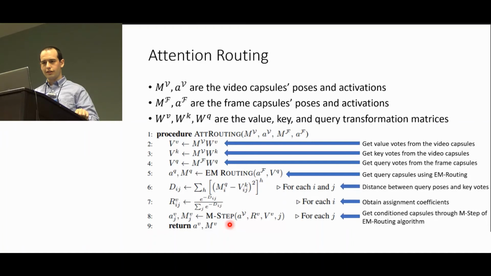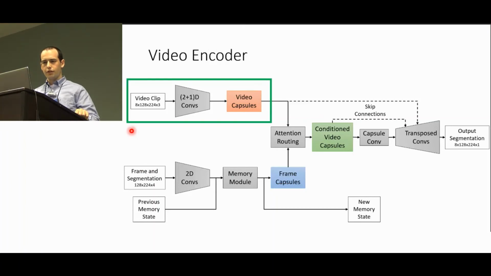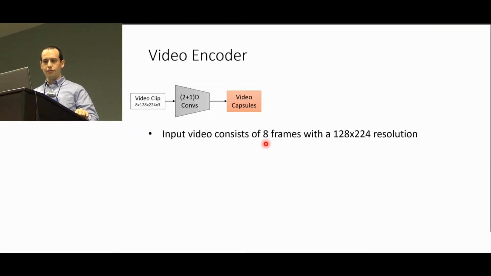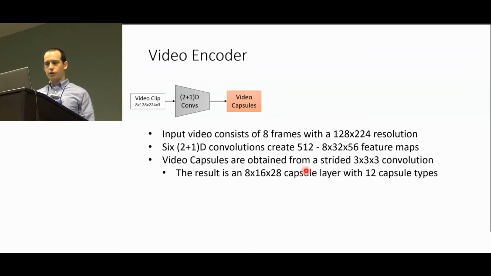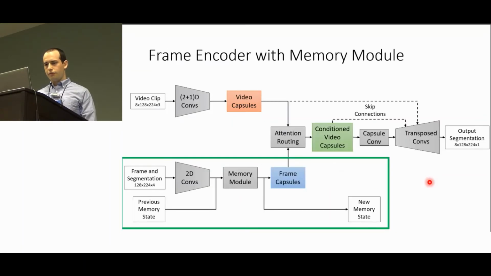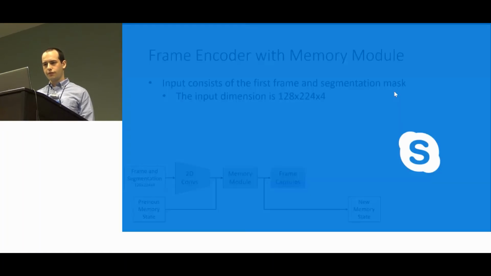We use this attention routing algorithm in the capsule architecture. I'll go over the different parts of this architecture now. For the video encoder, the input consists of 8 frames at 128 by 224 resolution. These frames are passed through 6 (2+1)D convolutions to obtain a set of feature maps. Video capsules are then obtained using a convolution operation, and we end up with 12 video capsule types. The frame encoder's input is the first frame as well as the segmentation mask for the object of interest.